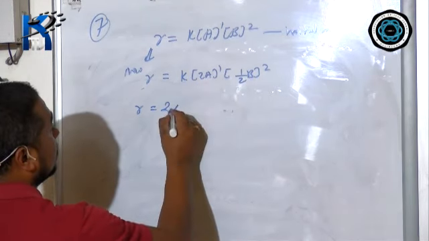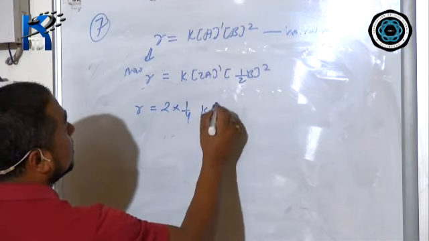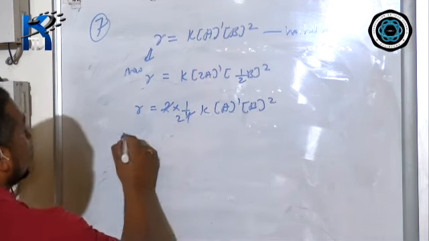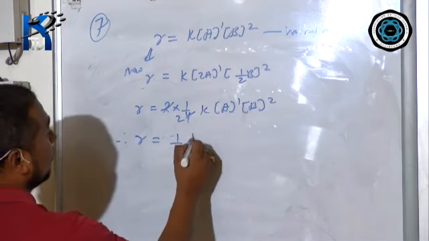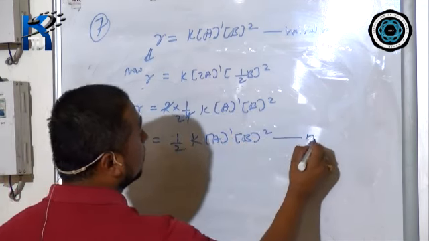2 to the power 1 is 2. Half square means 1/4. What remains inside is this much. And you can cancel these two. So therefore R is equal to half K A to the power 1 B to the power 2. This becomes your new rate.